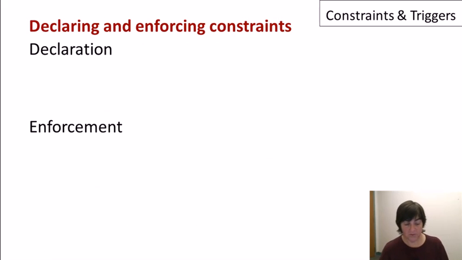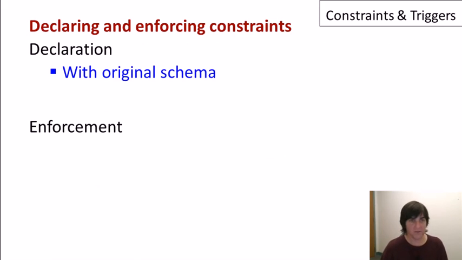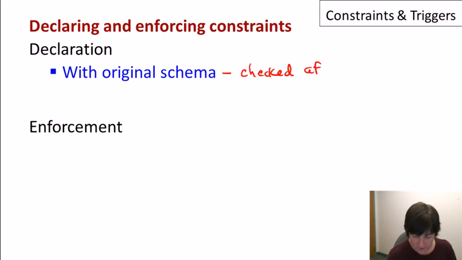Now let's talk about how constraints are declared and enforced. There are two different times that we can declare constraints. One is with the original schema. So at the time we create tables, we can associate constraints with those tables or with the entire database. If we do it this way, then the constraints are typically checked after bulk loading.